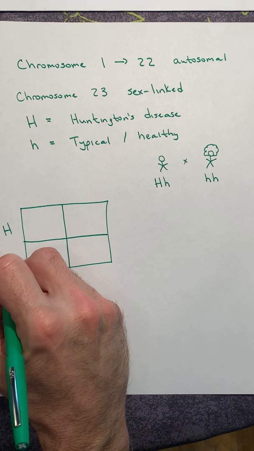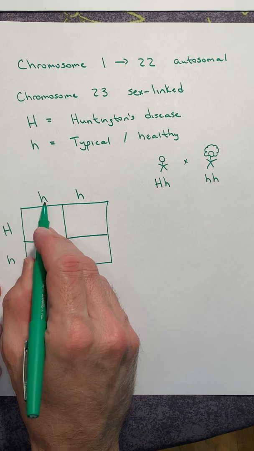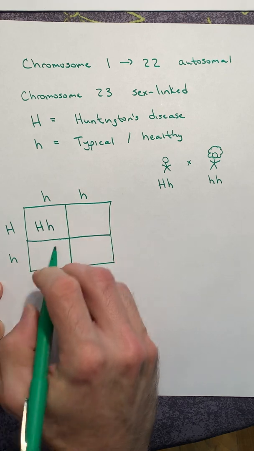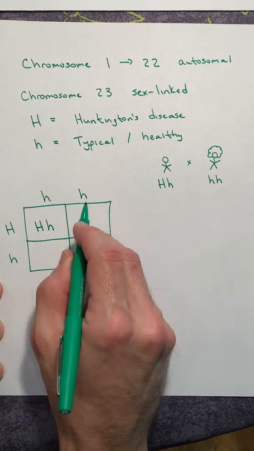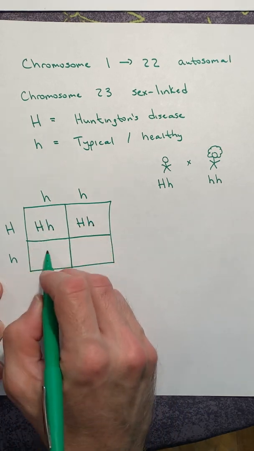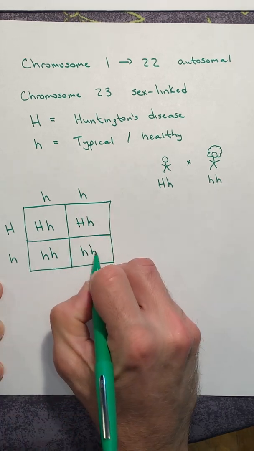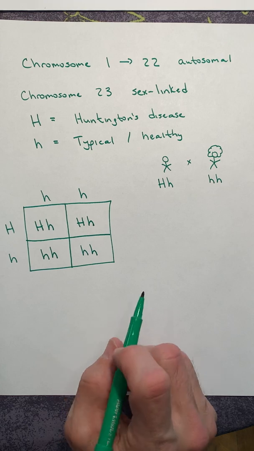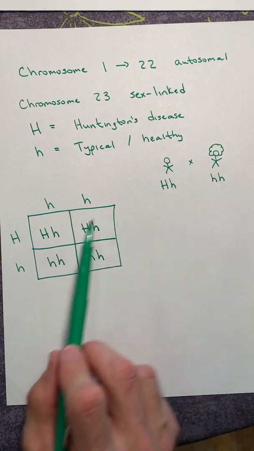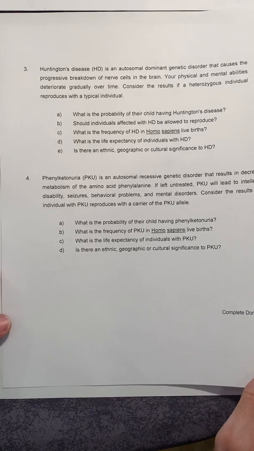Put his contribution on the side, put her contribution there. So the allele in the top left box here would be big H, little h. This one, big H, little h. Here and here, little h, little h. So, step 1, read the problem. Step 2, alleles. Step 3, your parents. Step 4, your Punnett square. And now step 5, you return to the question. Let's see what we're asking for.